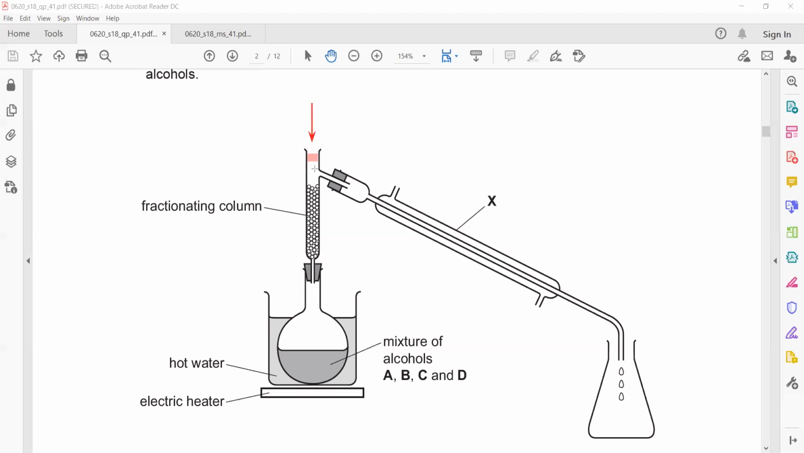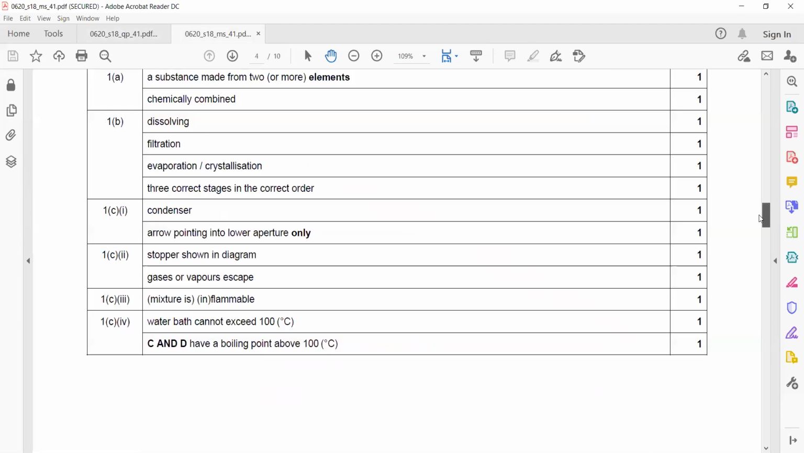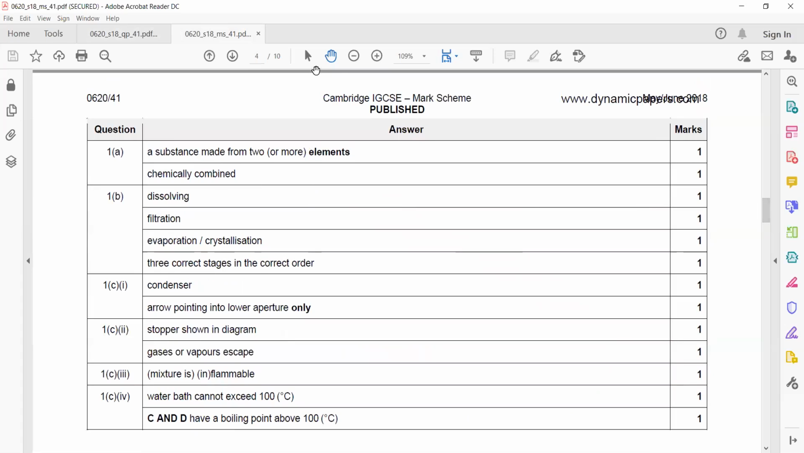and the thermometer should be placed here. So why will this not work? Because the vapors will escape, as you can see from the marking scheme. The stopper is missing in the diagram, so the gases or vapors will escape.